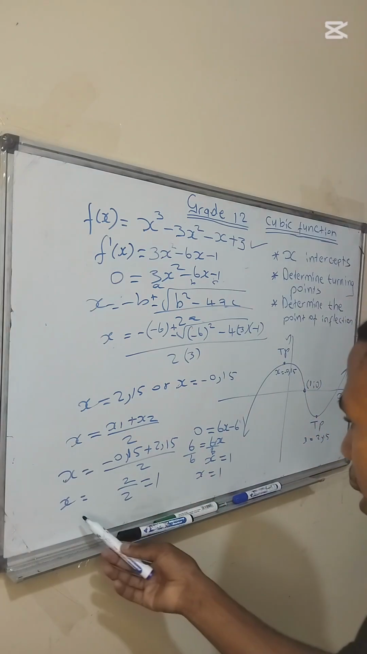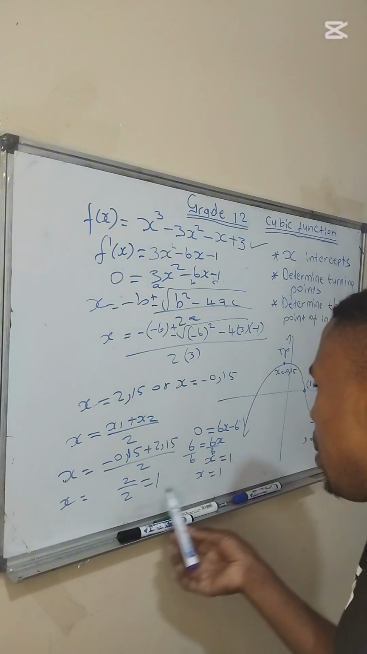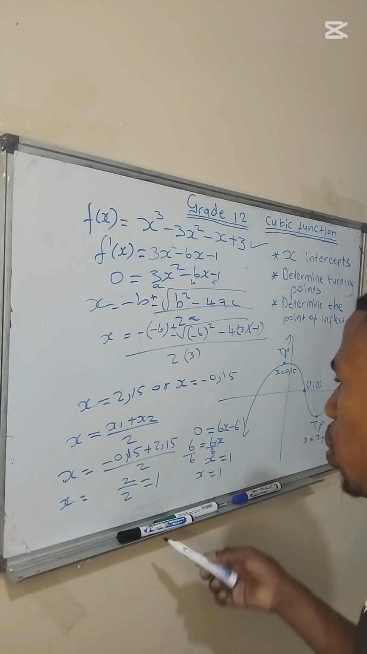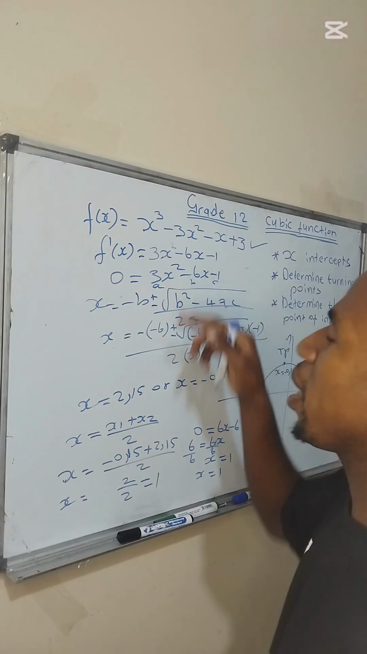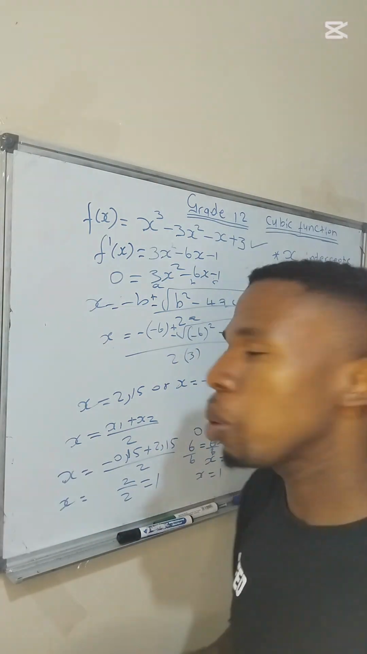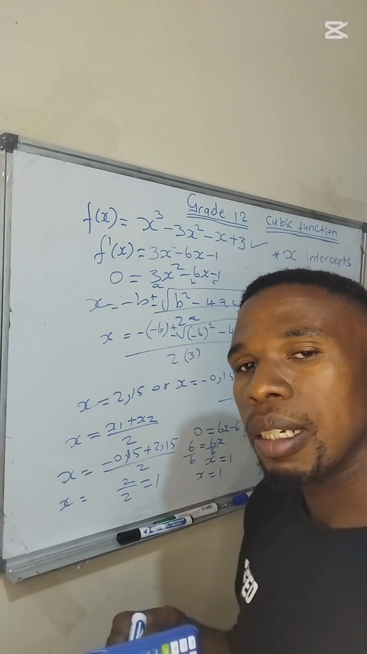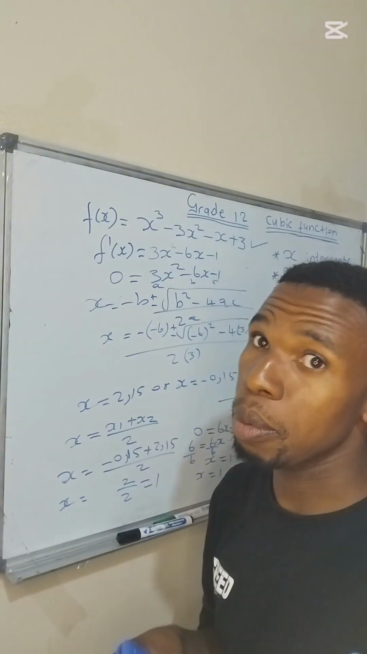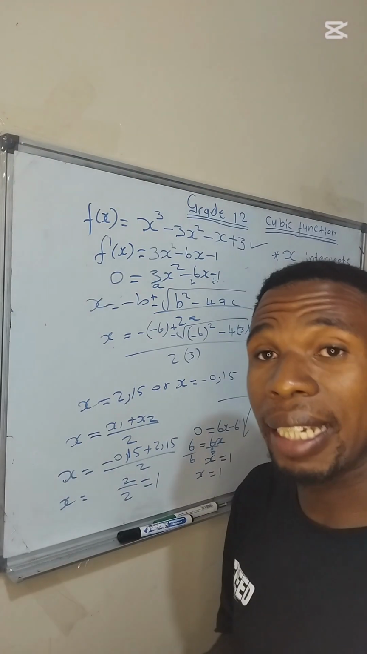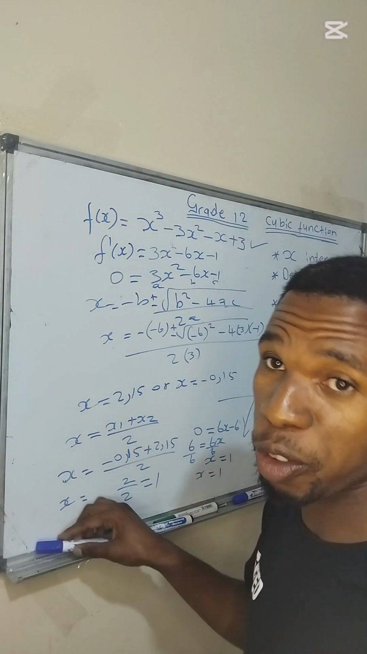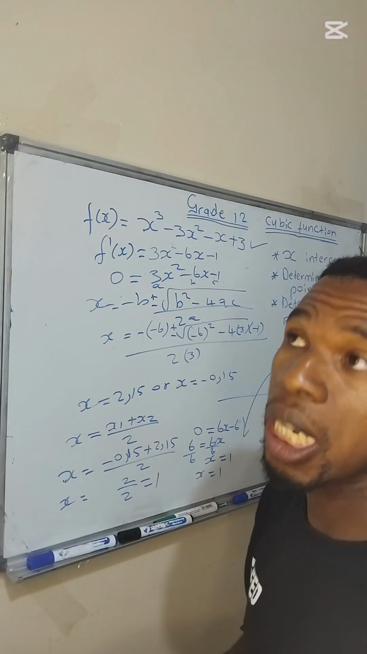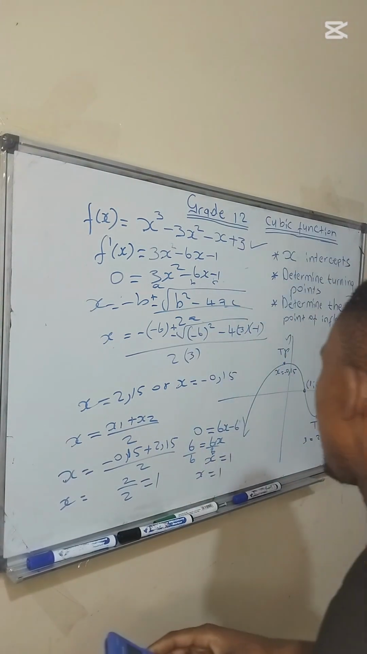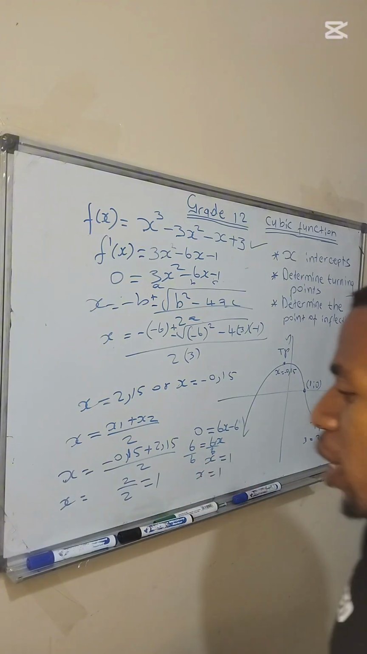Therefore, the answer that we have managed to get here is the same answer that we have managed to get here. So, which means both the turning points and also the second derivative can allow you to find the point of inflection. So that's how it works, guys. Both of them are equal to 1.